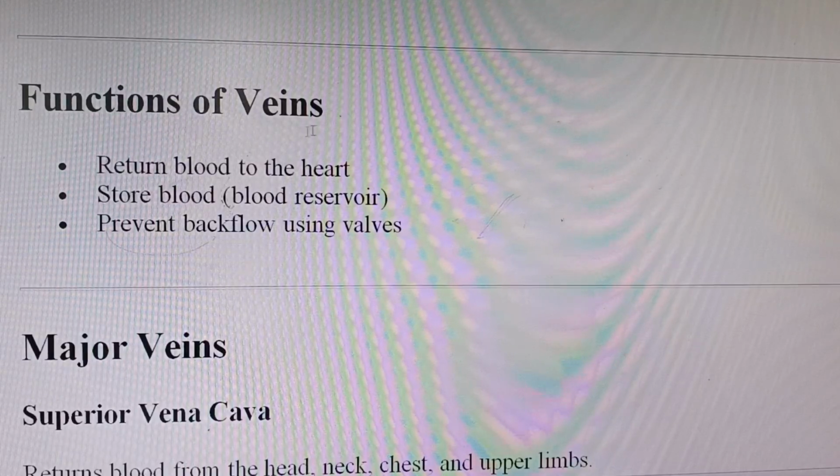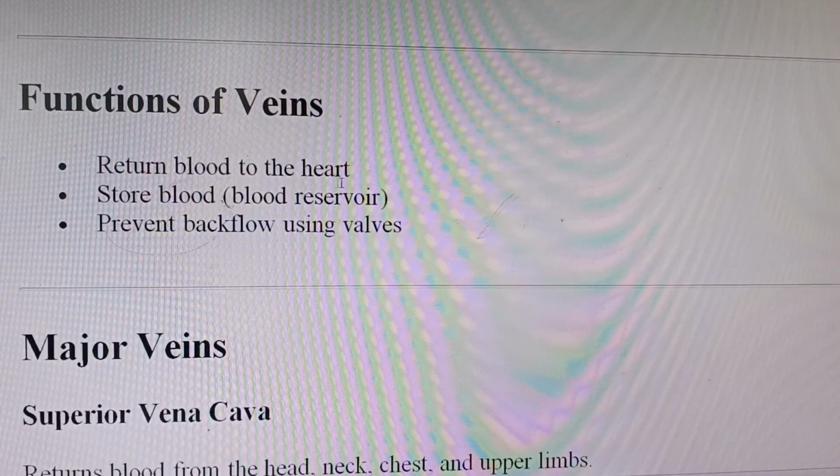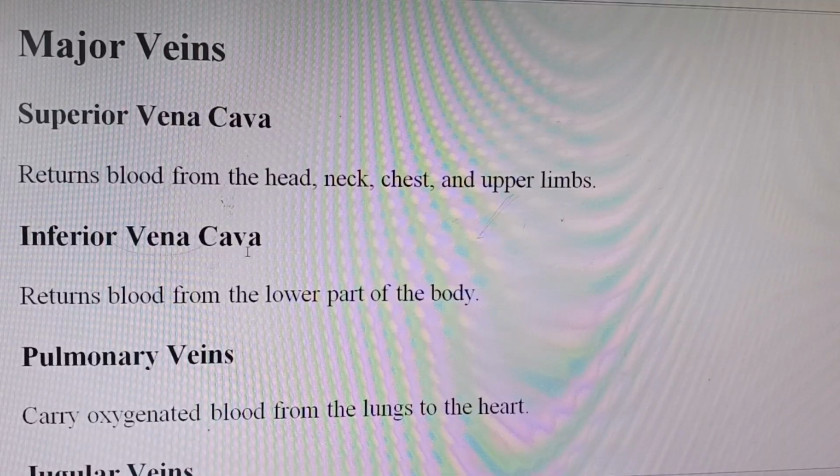Next one is the functions of veins. Return blood to the heart, store blood, veins act as a blood reservoir, and prevent backflow using valves. These are the main functions of veins. Next we will see major veins present in our body.